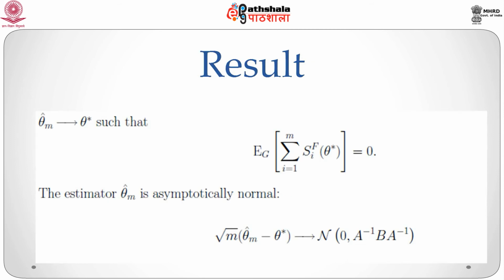We have then a result that theta_m hat tends to theta star, such that the expectation under G, which is the true distribution, of summation i=1 to m S_i^F(theta star) equal to 0. Thus, the estimator theta_m hat is asymptotically normal, and it can be shown that root m (theta_m hat minus theta star) tends to the normal distribution with mean 0 and a variance of the form A inverse B A. For the details of the matrices A and B, you are referred to the paper by Wedderburn.